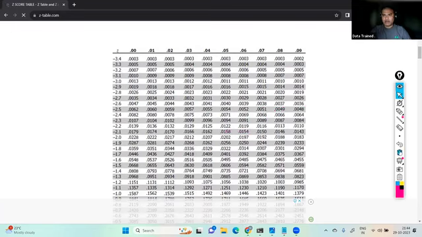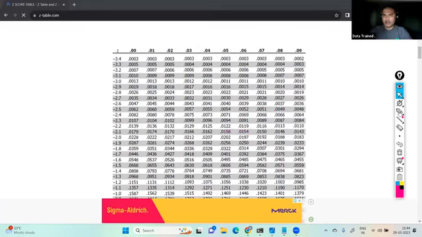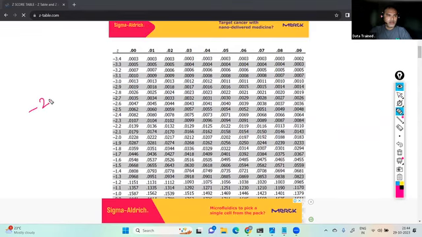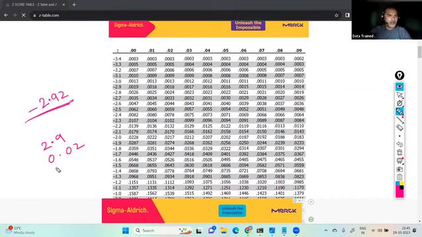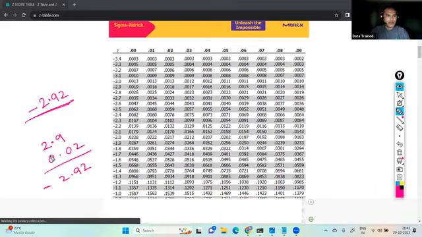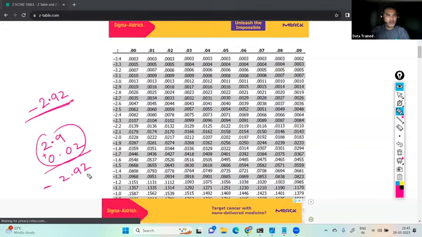Let me write it separately in a white space here. Minus 2.92. I can write this 2.92 like 2.9 plus 0.02. This is how I can write it. So this is 2.92, right? That is minus 2.9. If I add this, I will get 2.9.